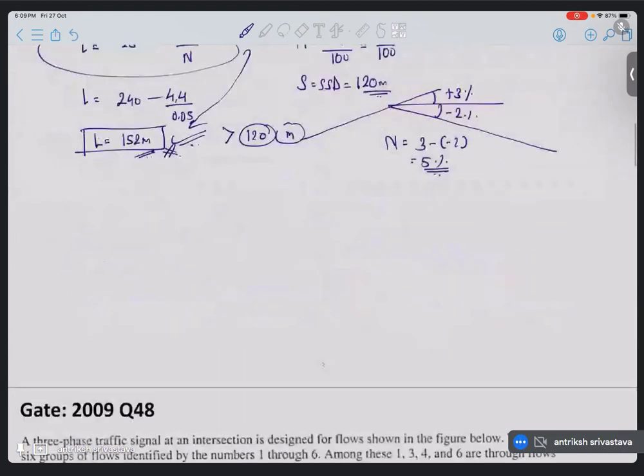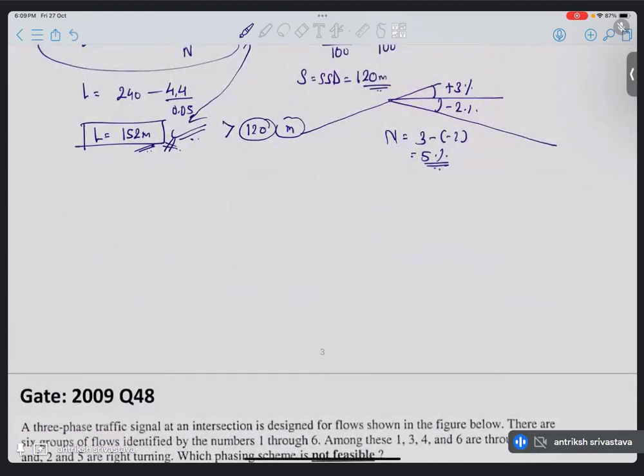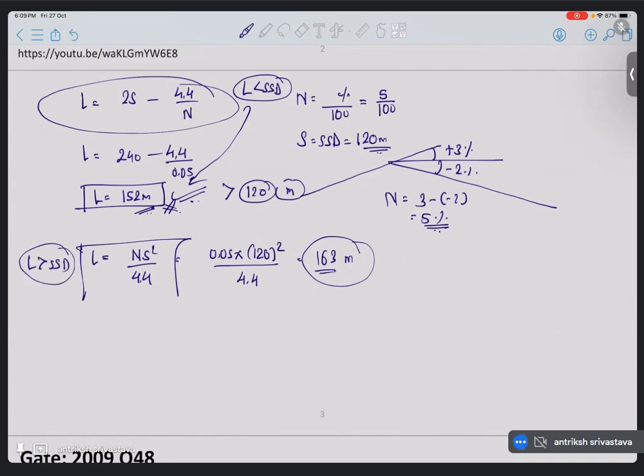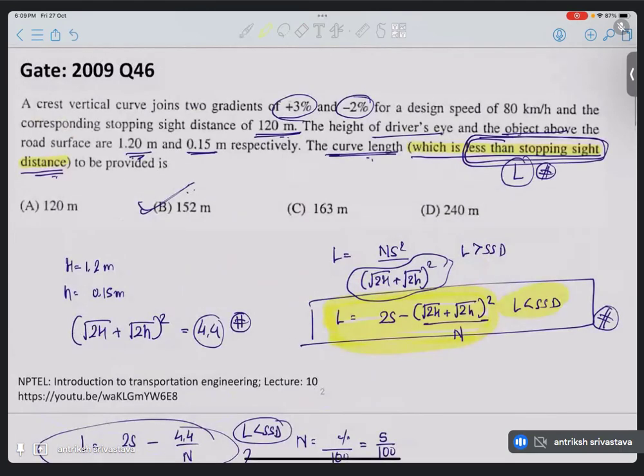But what will be the correct answer? Since L is clearly greater than SSD, we have to use the other formula, that is NS squared by 4.4. So N is 0.05 into 120 squared divided by 4.4. In this case you will get the value somewhere around 163 meter, which is correct for our hypothesis for using this formula, that L is greater than SSD. Now, this is also one of the options in this question.